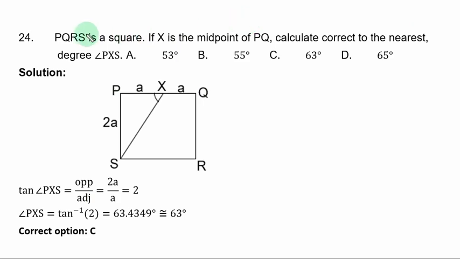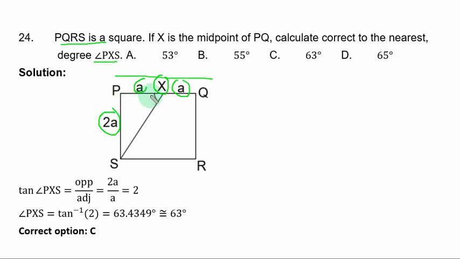Question 24. PQRS is a square. If S is the midpoint of PQ, calculate, correct to the nearest degree, angle PSS. So this is a square with the edges PQRS. This S is the midpoint, halfway of PQ. So let's label this side as A and this as A as well. You know that in a square, all the sides are equal. If P to Q is A plus A, it means P to S becomes 2A.